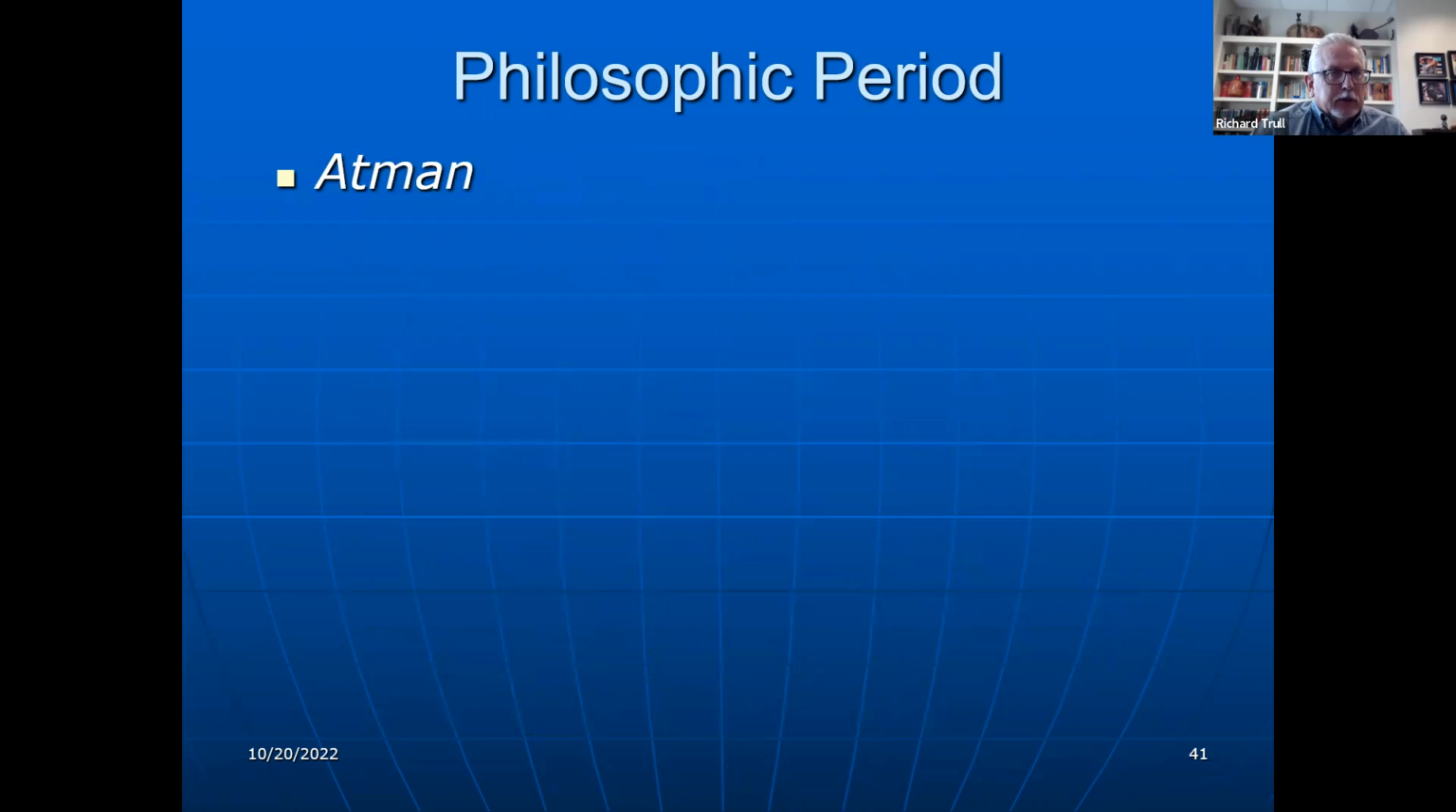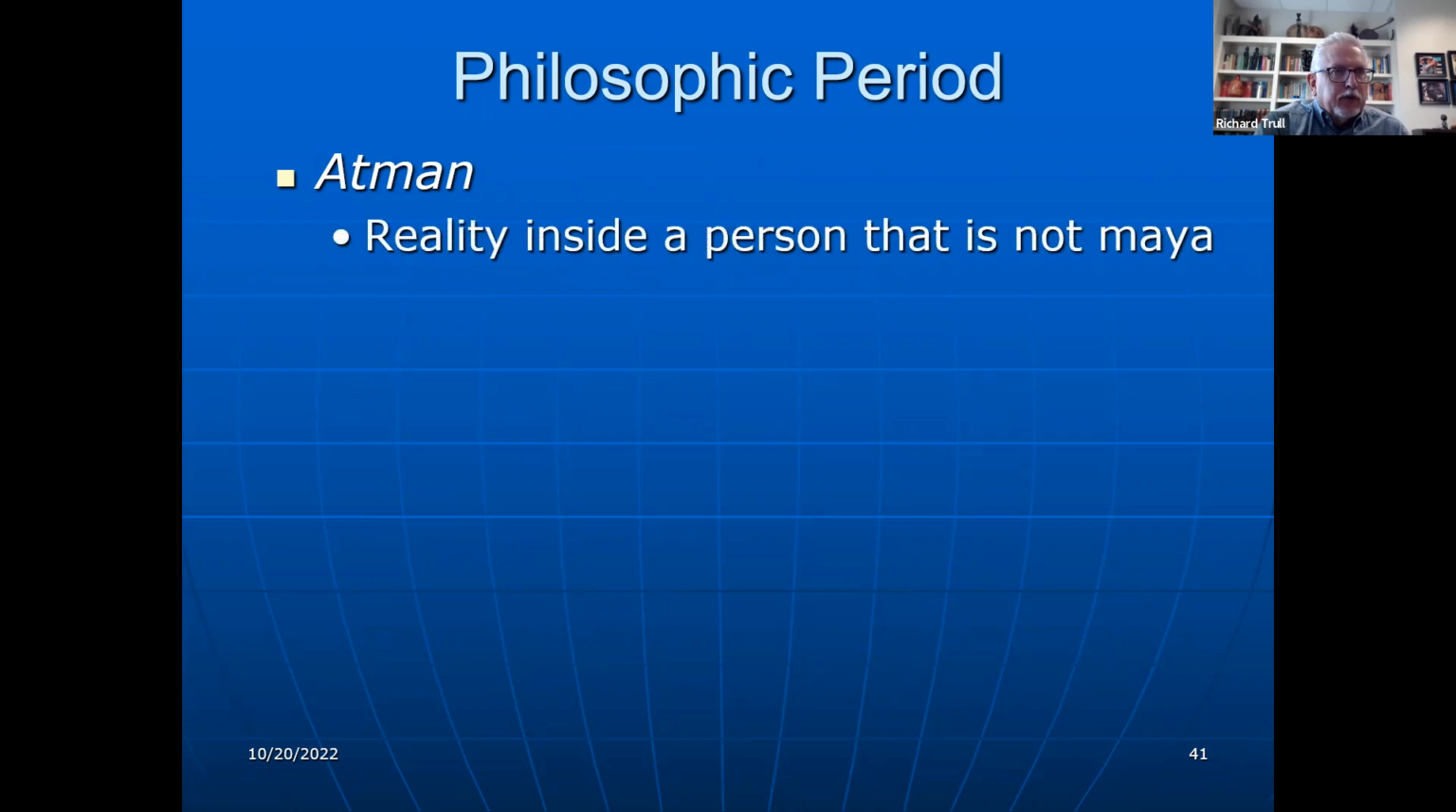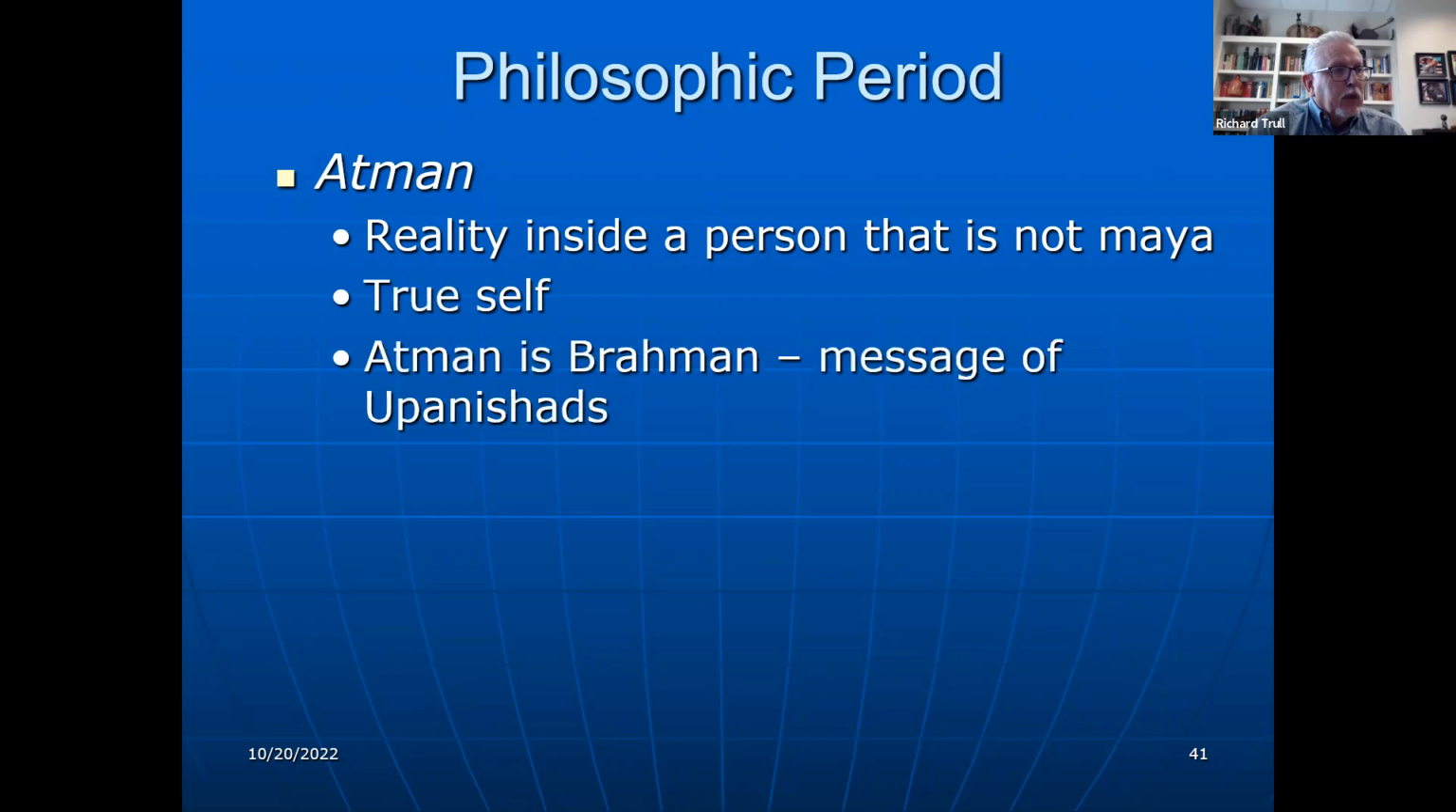So let's talk then about Atman here. That's the reality inside a person that's not Maya. And so the Atman goes through the cycle of reincarnation. Now you're going to find this is different when you get into Theravada Buddhism, but that Atman is the only other thing real besides Brahman, and eventually the idea is to get moksha so your Atman can join with Brahman. So it's called the true self, and sometimes Atman is Brahman, is the message of the Upanishads, because they are the only two realities. But the idea is that they all should be one.